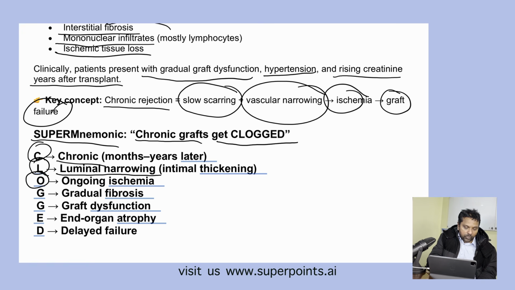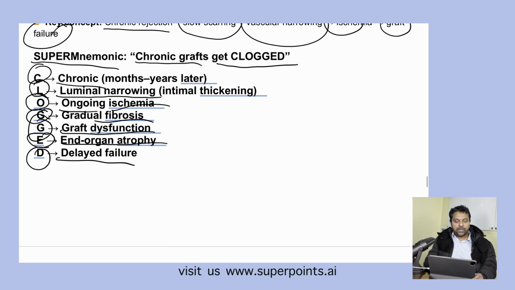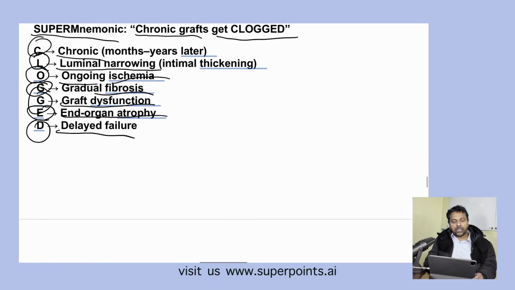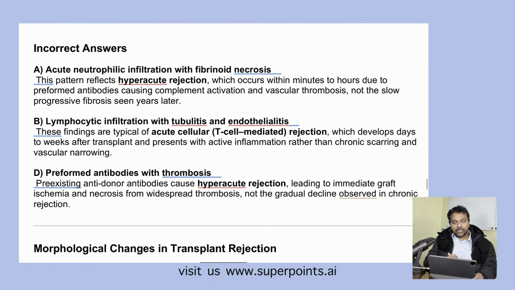O for ongoing ischemia. G for gradual fibrosis. G for graft dysfunction. E for end organ atrophy. D for delayed failure. Right? So remember that particular mnemonic, and you can easily reproduce the most important salient features about chronic rejection.